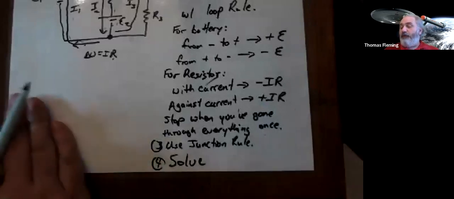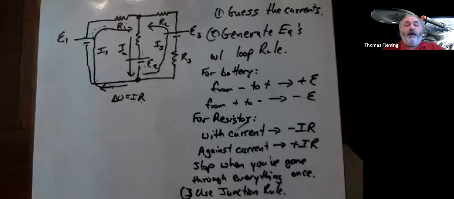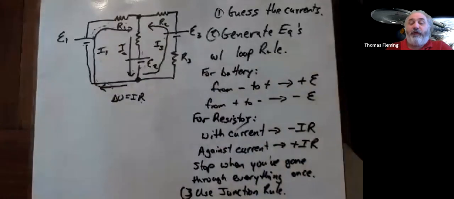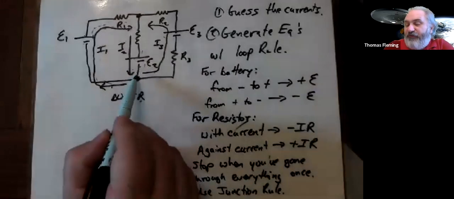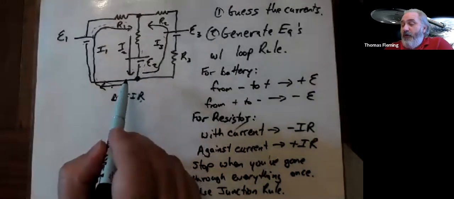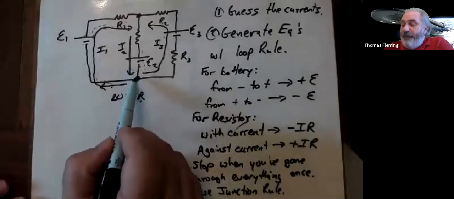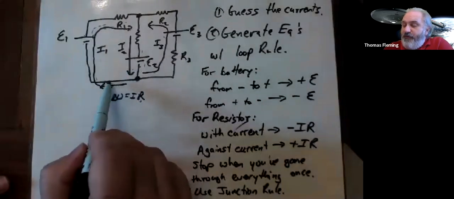So for this example up here, I've already made my guesses. Let's start generating some equations. I'm going to pick some spot on the circuit, and it doesn't matter where I start. Just pick a place and then go around the loop until you get back to that place. I like to start at intersections, but it doesn't matter. So I'm going to start right here. I'm going to go around this loop clockwise.